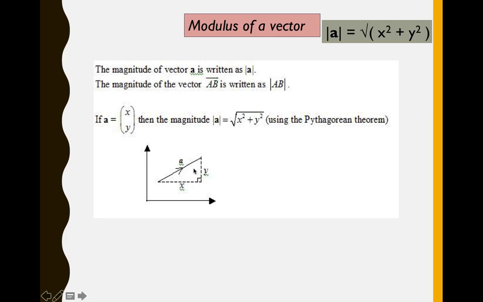So how do you find the modulus of a vector? In the diagram above, vector A is (x, y). By Pythagoras theorem, the modulus of vector A is the square root of x squared plus y squared. That is how you get the modulus of a vector by Pythagoras theorem.